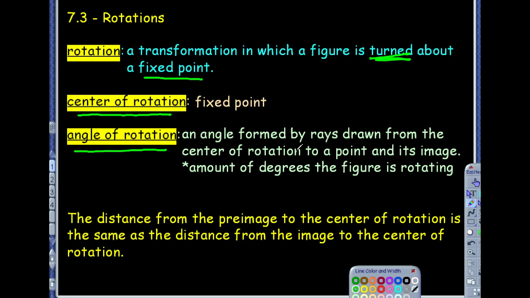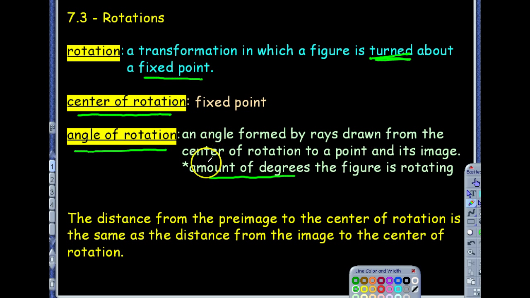Now, the way they're going to word it, and we'll show you this when we do a rotation, it is the angle that's formed by the rays drawn from the center of rotation to a point and its image. So if you can imagine, you're drawing a ray from the fixed point, the center of rotation, to the pre-image as well as its image. Okay, so that's going to form an angle, in degrees. The amount of degrees the figure is rotating. So you have to know that as well.